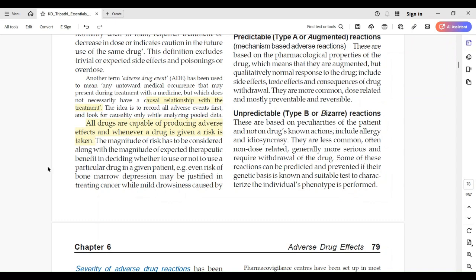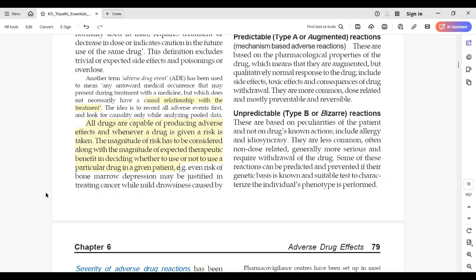But why do we take the drug? To get the benefit, right? The magnitude of risk has to be considered along with the magnitude of expected therapeutic benefit in deciding whether to use or not to use a particular drug in a given patient.